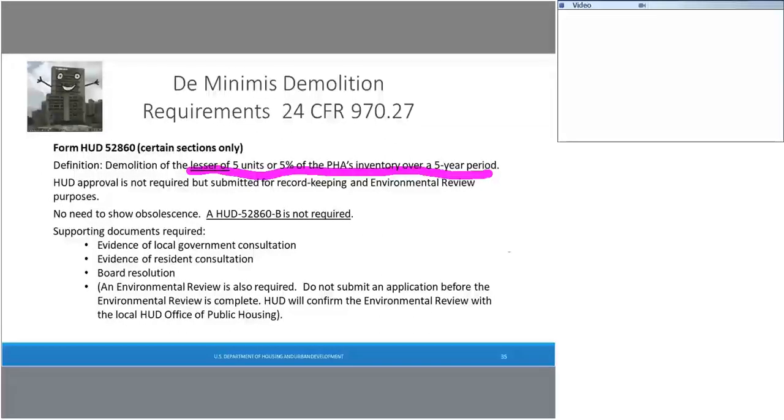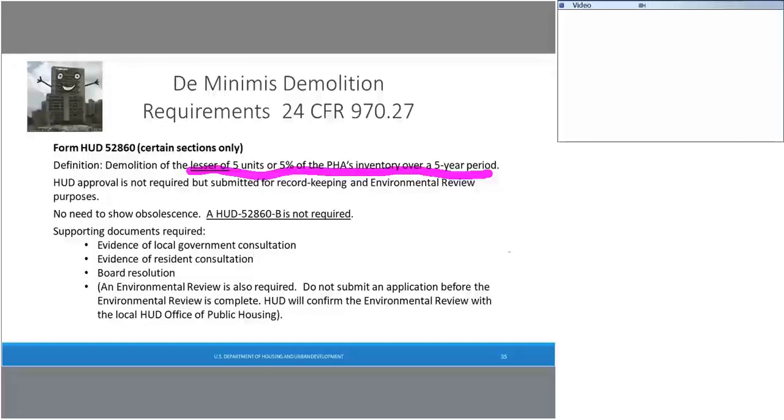And we spoke of this before. Do not submit an application before an environmental review is complete. HUD will confirm the environmental review, again, with the local HUD field office. Next slide. I do want to stress that.